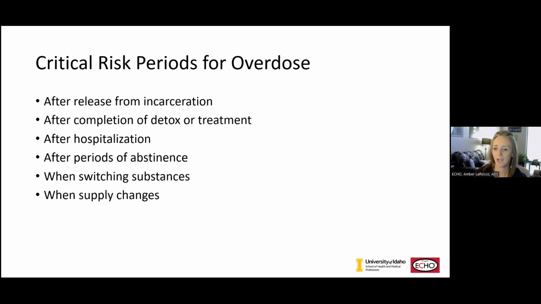There are predictable times when overdose risk is extremely high, especially after a time of abstinence when tolerance has dropped. And these are really critical intervention opportunities that we can have as providers for people coming in for services, where we can educate about naloxone and connect them to overdose prevention programs and to tools that can save their lives.